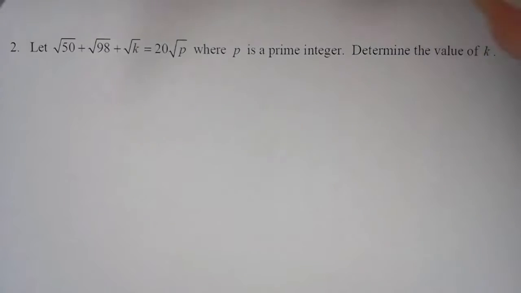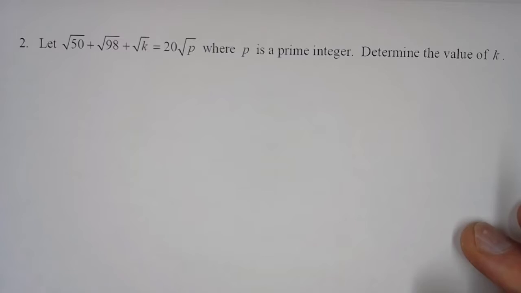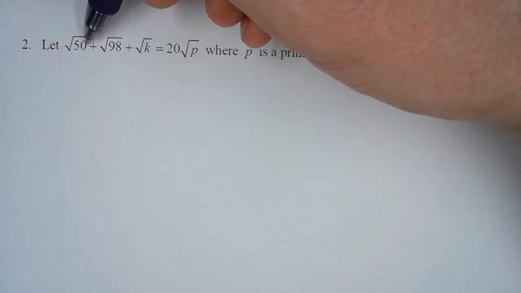In this problem, they give us radical 50 plus radical 98 plus radical k equals 20 radical p, where p is a prime integer. And we want to determine the value of k. Now, they don't tell us what p is, just that it is a prime integer. Now, the clue comes from these two radicals here.